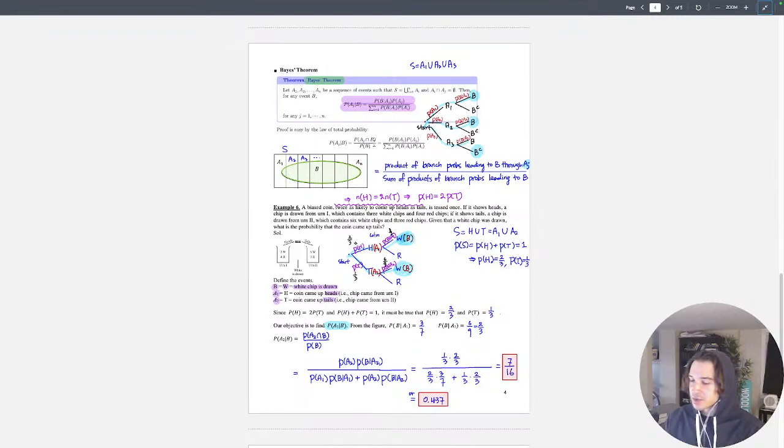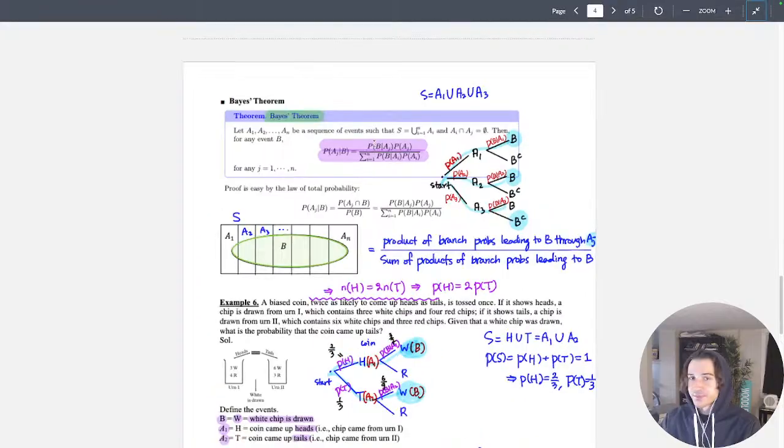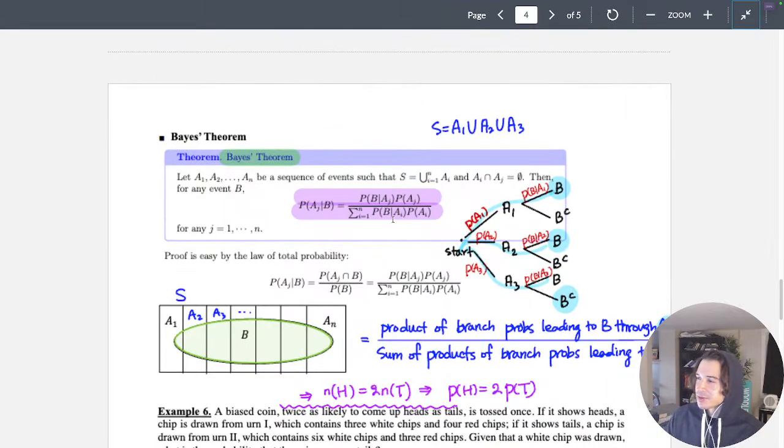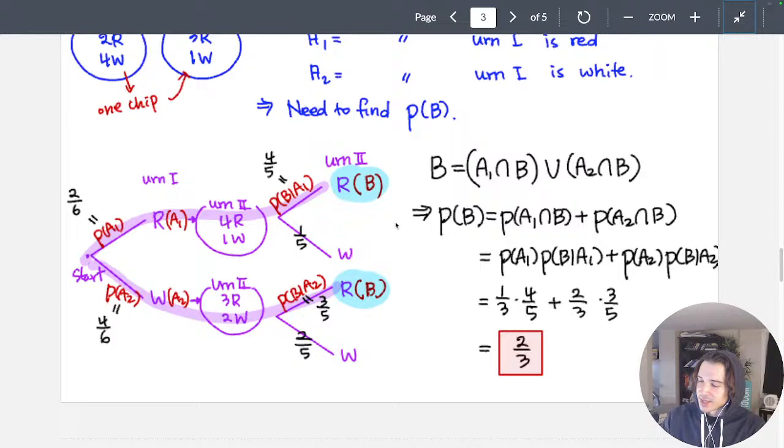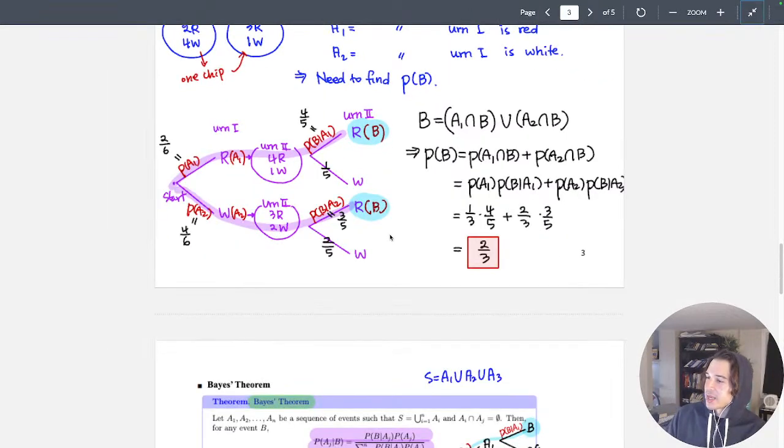Let me zoom in a little bit here so it's a little bit more clear. There you go. Now you can learn too. Oh my God, no, that's too much. All right, Bayes theorem.